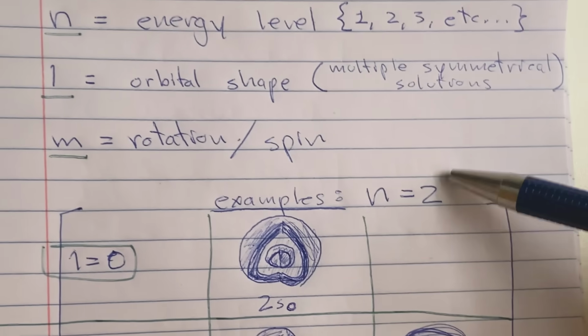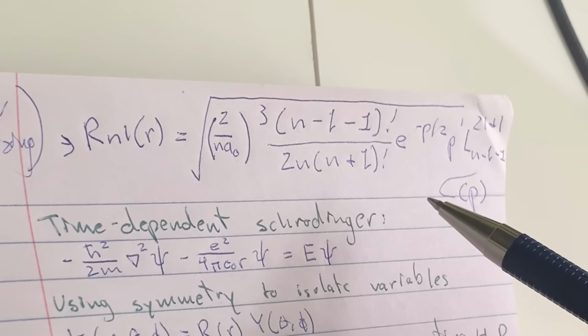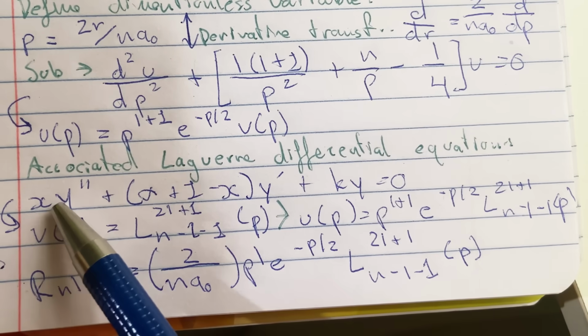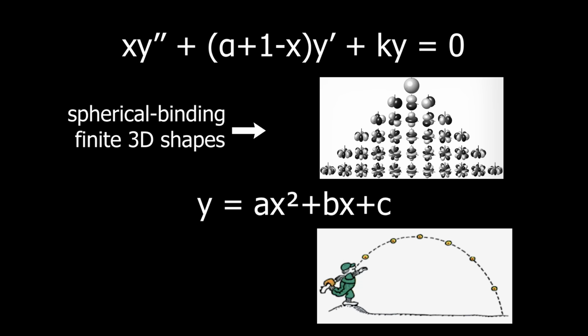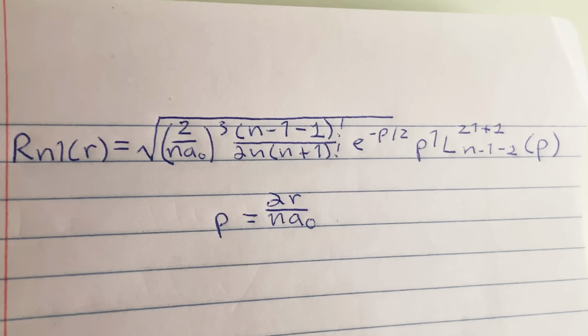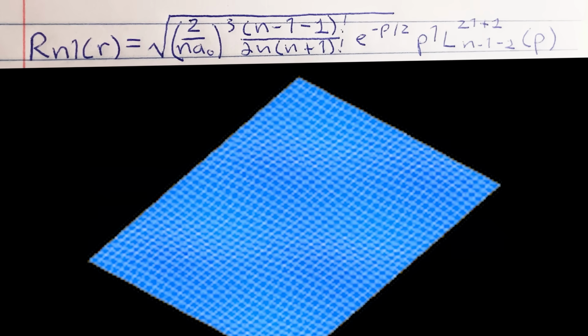Using the quantum numbers, for R, the radial equation becomes this big thing. We don't really need to know how it works, but solving down, we use something called the associated Laguerre equation, which is like for spherical binding finite 3D shapes what quadratics are for shooting arrow problems. And we come up with this. This gives us the strength of the electron wave at any given radius for any given orbital.